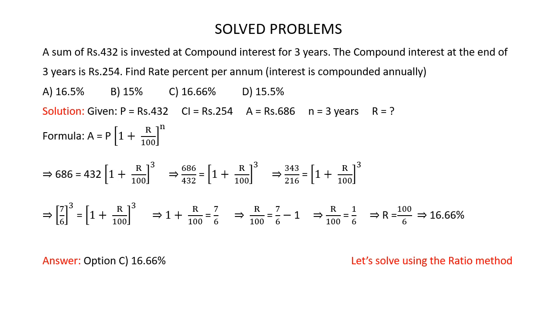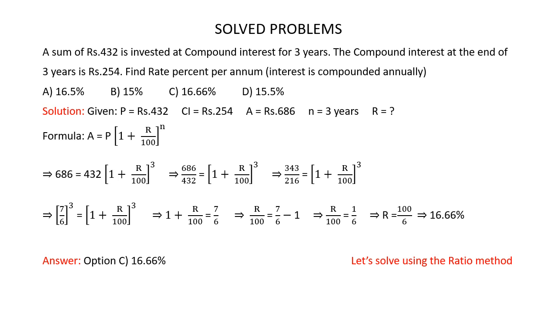Now when you move 432 to the left hand side, we get 686 divided by 432 is equal to 1 plus R by 100 the whole cubed. On simplifying this fraction, we get 343 divided by 216 is equal to 1 plus R by 100 the whole cubed. Now, since we have 1 plus R by 100 the whole cubed on the right hand side, it would be easier to calculate the rate of interest if the numerator and the denominator in this fraction are perfect cubes. As you can see here, 216 is nothing but 6 cubed, 343 is nothing but 7 cubed.